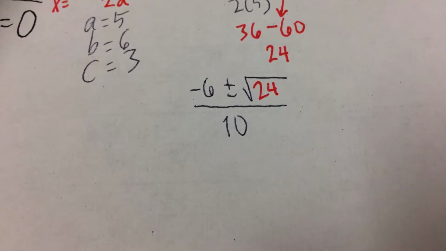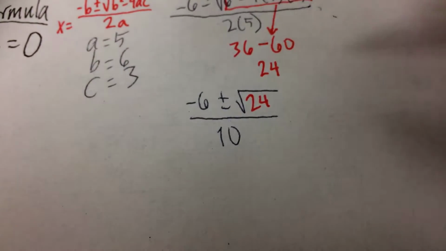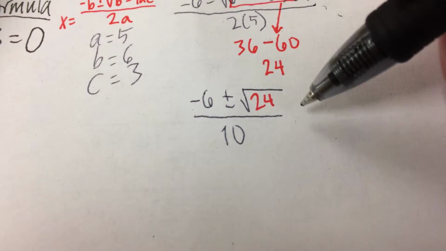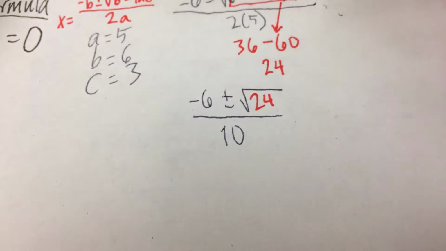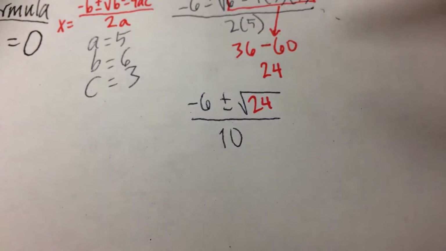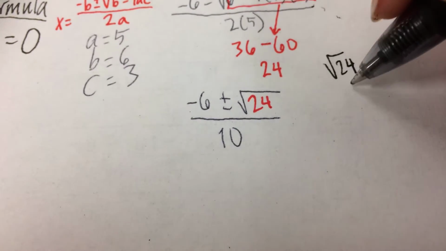So now at this point, we're going to have to simplify this. Here we can see 24 is a positive number, but it's not a perfect square, so we can't just bring it down to be a rational number. We're going to have two real irrational answers. So what we have to do is simplify 24 and look for a perfect square that comes out of there.